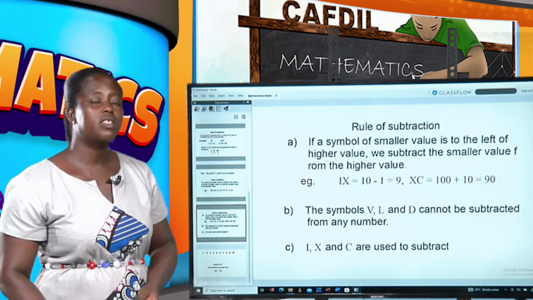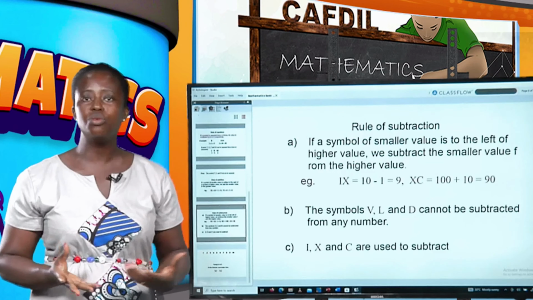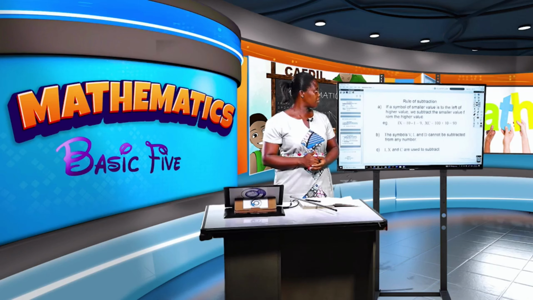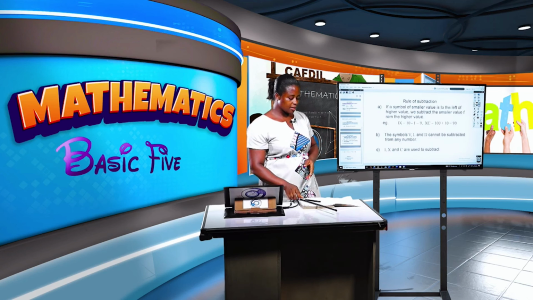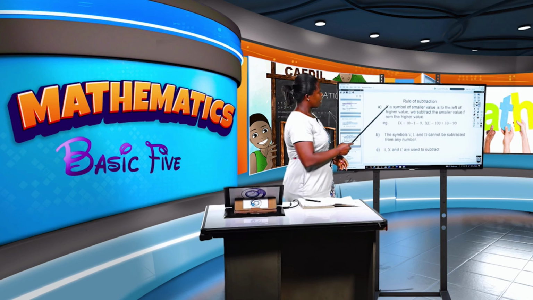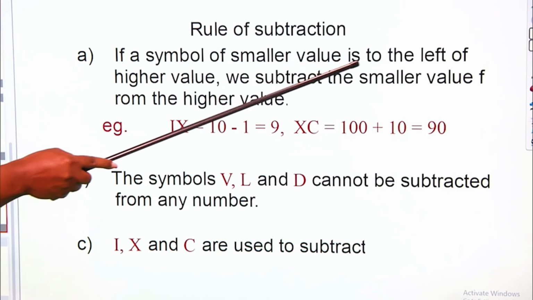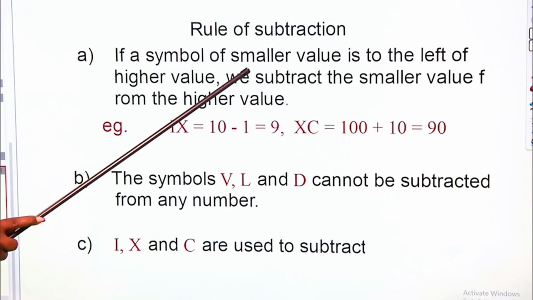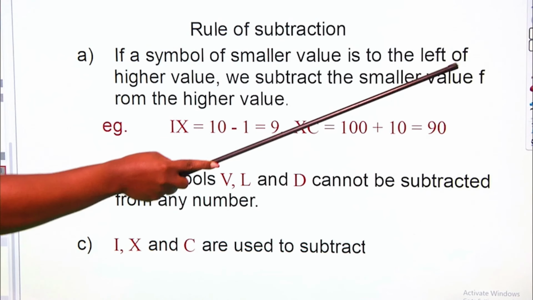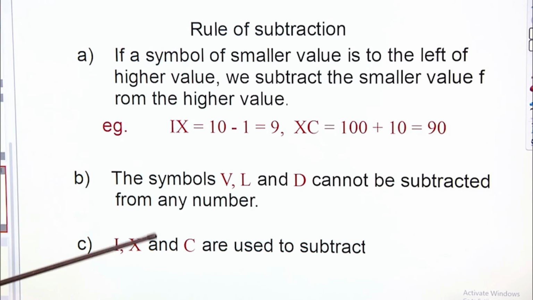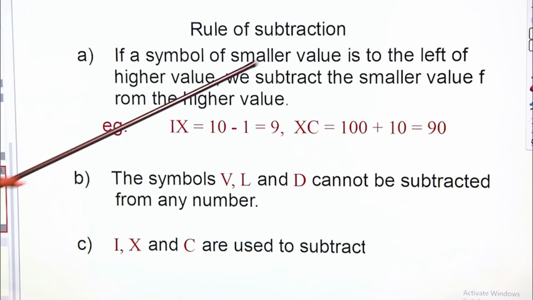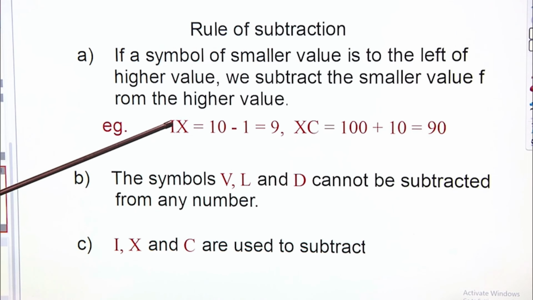Now the rule of subtraction. This is our third rule. If a symbol of smaller value is to the left of the higher value, we subtract the smaller value from the higher value. Remember the addition. It is not the same as this. This is to the left and the addition was to the right. So let's look at these examples. We have IX.